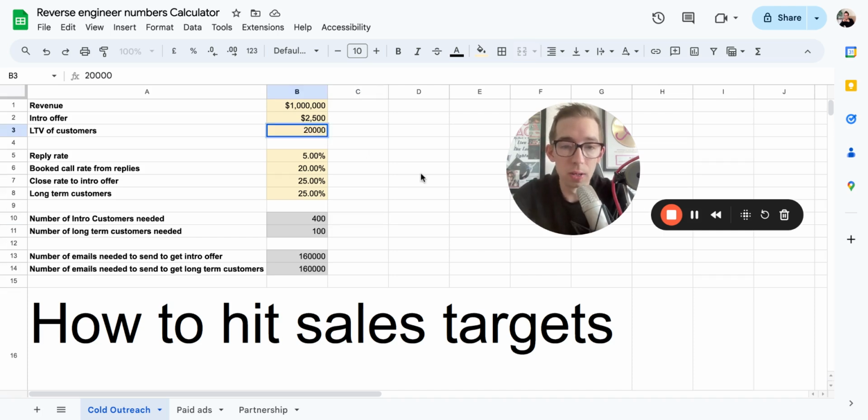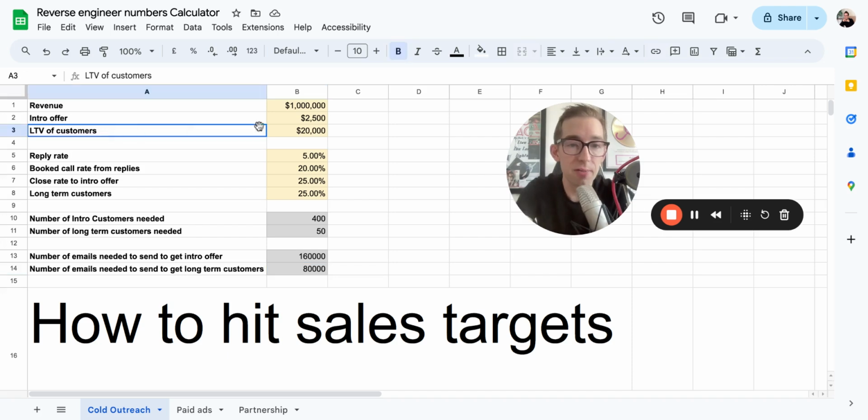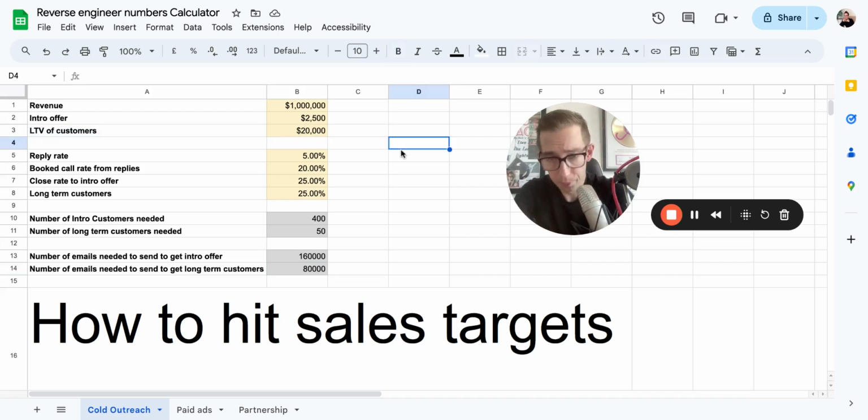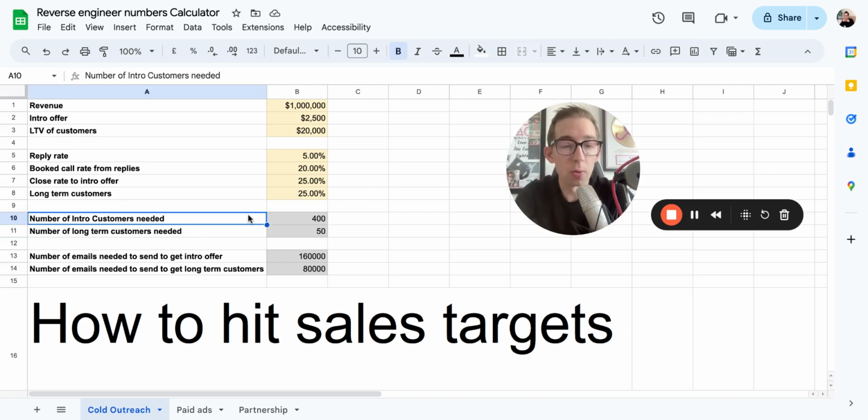So if we've got the LTV of 20,000, then that halves the amount of emails we need to send. This is why having a high lifetime customer value is so important, because the more cold emails you send, it's just a numbers game, right? So that's how you look at and reverse engineer it from a cold email perspective.